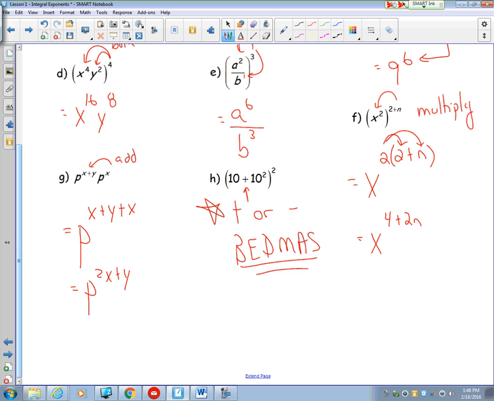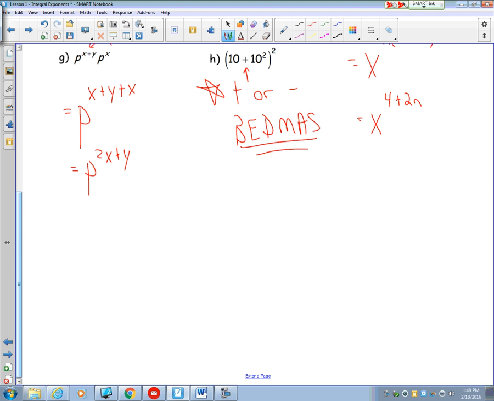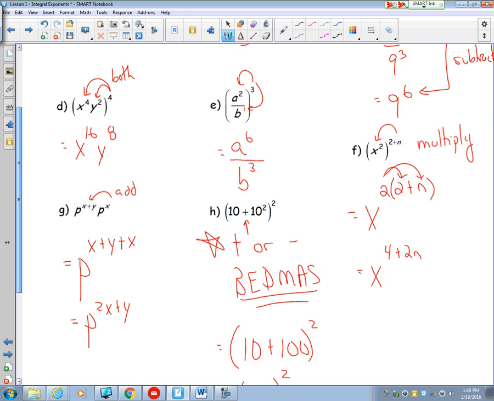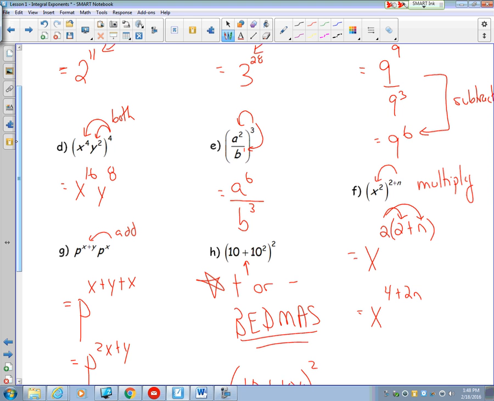How does BEDMAS work? I've got to do the stuff inside the brackets first. So I need to do 10 plus 10 squared, which is 100, before I even start thinking about the exponent on the outside. So I've got 110 squared, which in our calculators, we end up with 12,100. Okay, there are no exponent rules at all when you see pluses or minuses, okay? Notice all the rest were multiplying, dividing, or powers of powers.